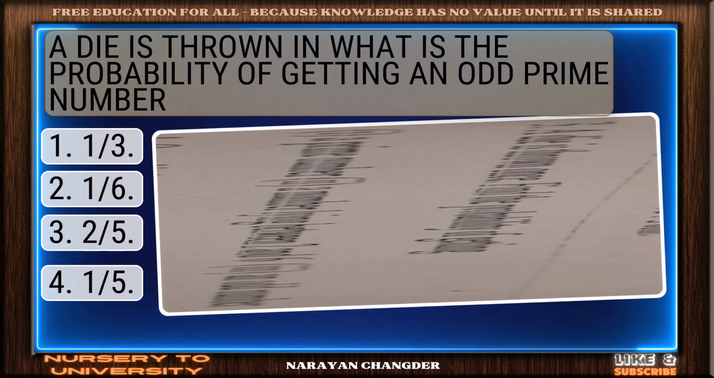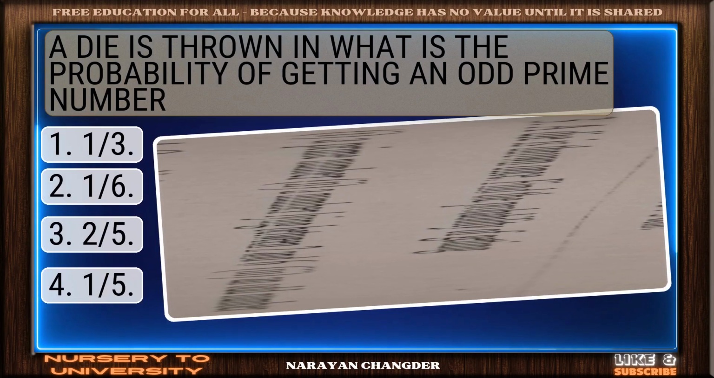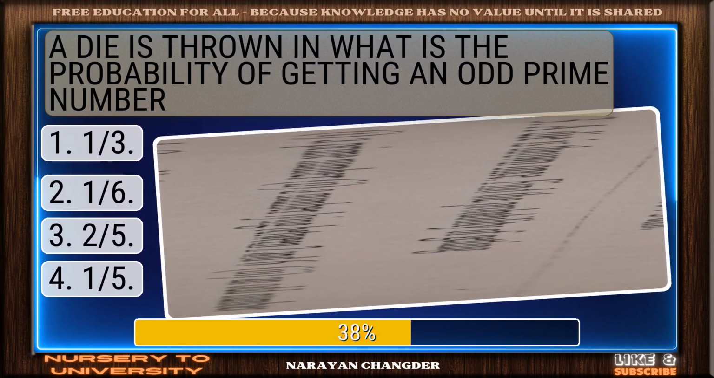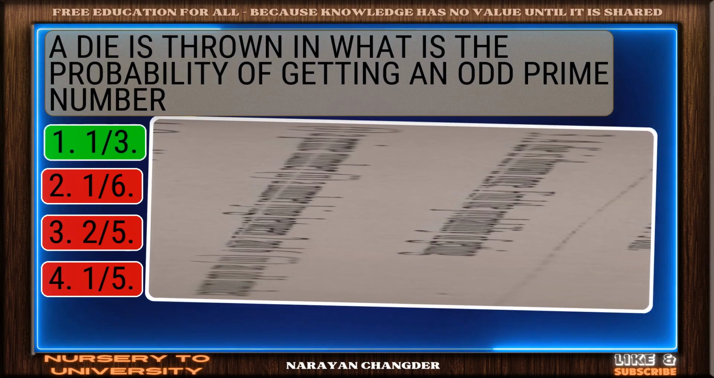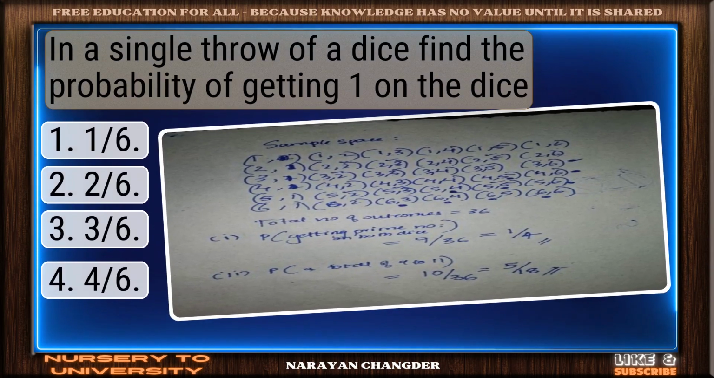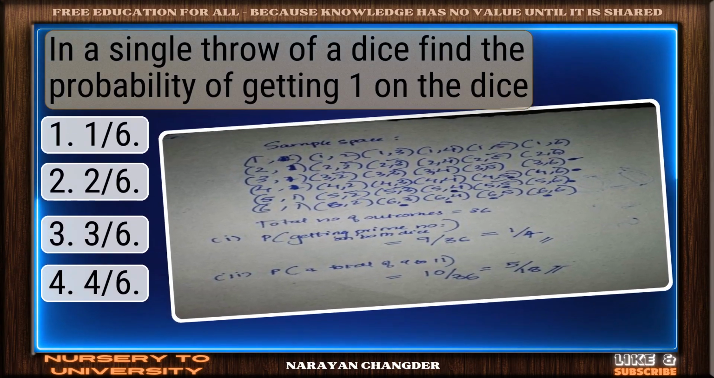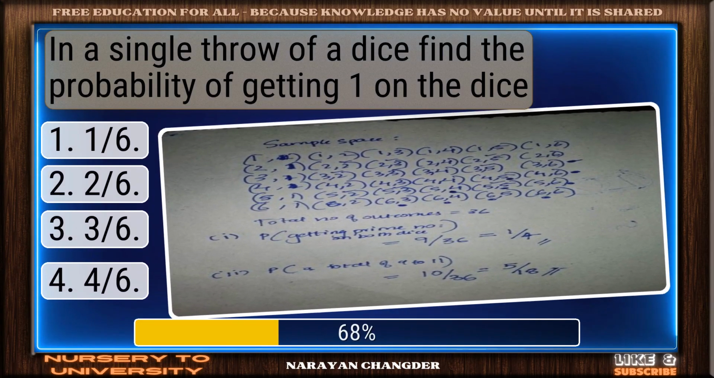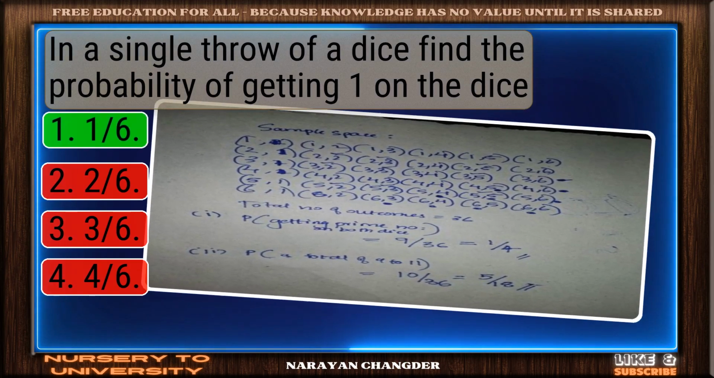Question number 66. A die is thrown. What is the probability of getting an odd prime number? Right again, 1/3 is a valid answer. Question number 67. In a single throw of a dice, find the probability of getting 1 on the dice. Strong choice. 1/6 is the right answer.